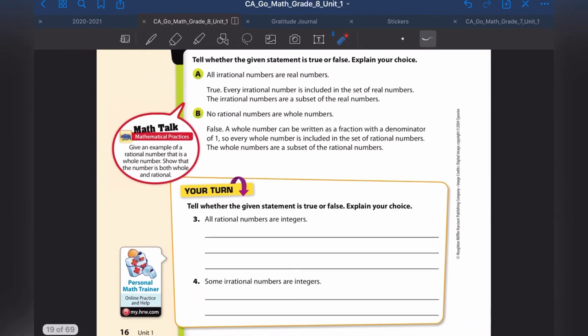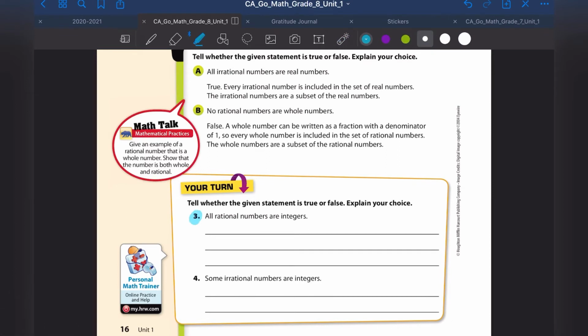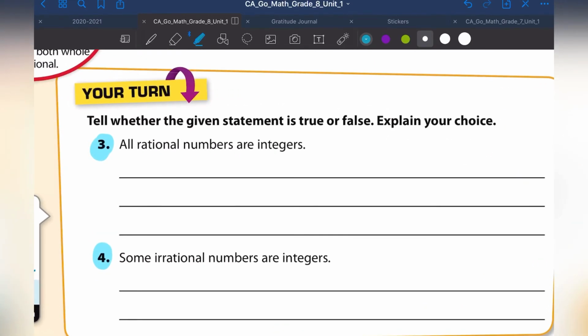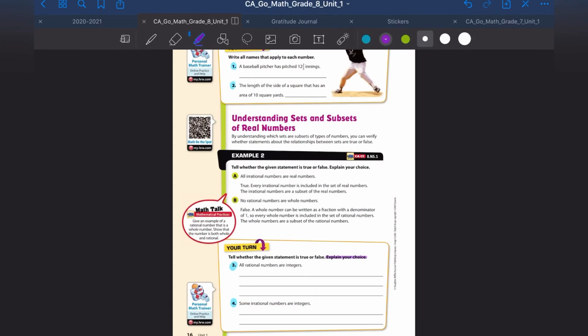Okay, and now in this one, tell whether the given statement is true or false. Explain your choice. Now in this one, they just want you to say if this is true or false. Is this true? All rational numbers are integers. So is that true or is that false? And some irrational numbers are integers. Is that true or is that false? Most importantly is for you to explain your choice. Make sure that you explain your choice. So it's not just telling me whether it's true or false, but tell me why.